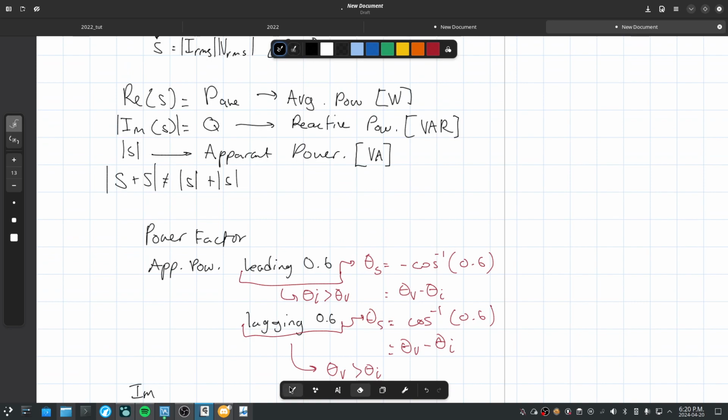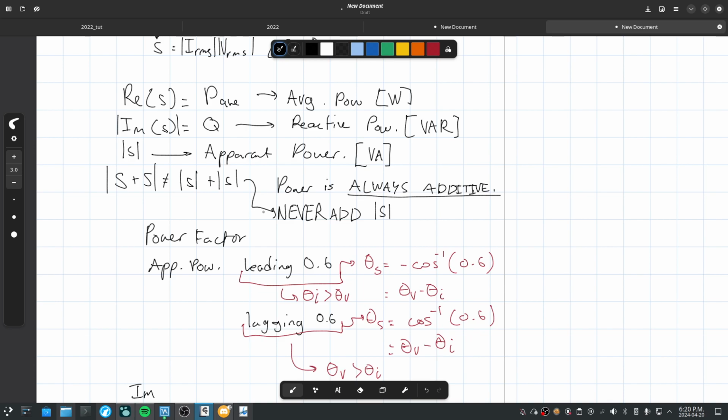And power is always additive. Always additive. And never add apparent power. Never add the magnitude of powers.